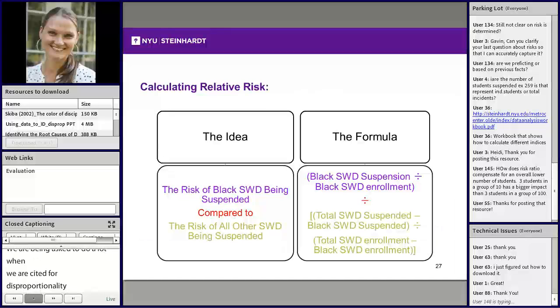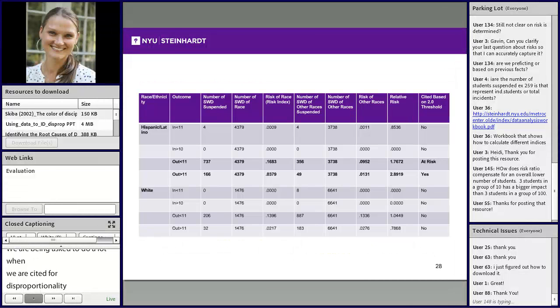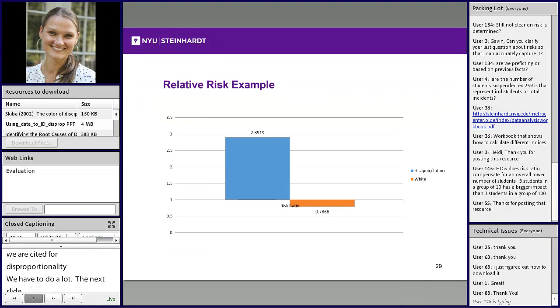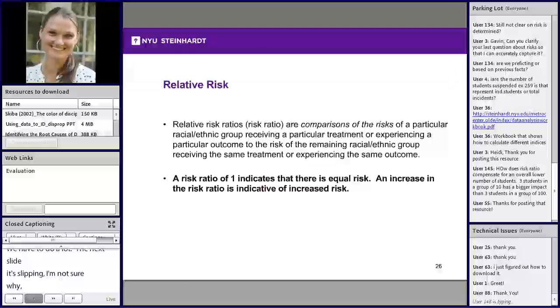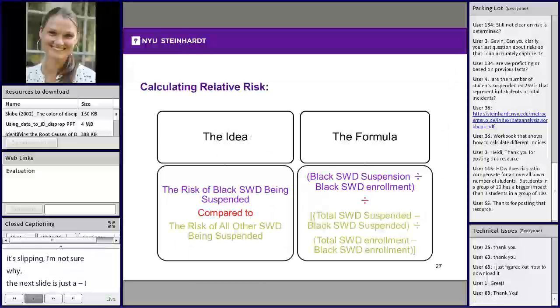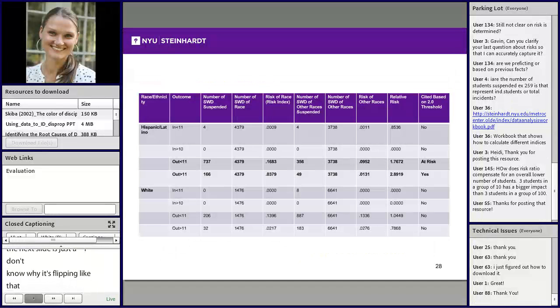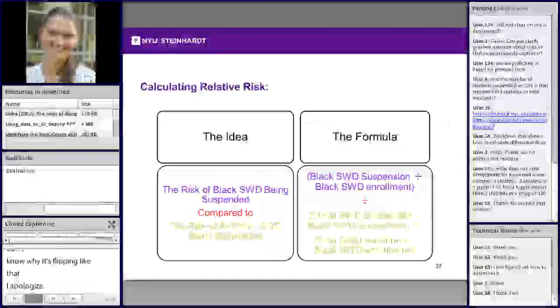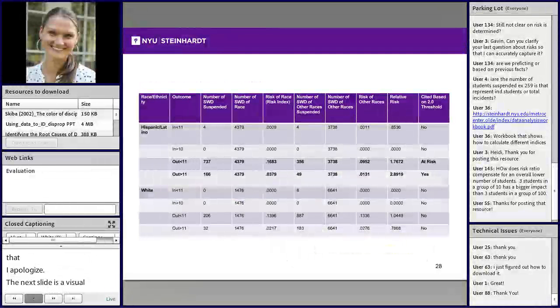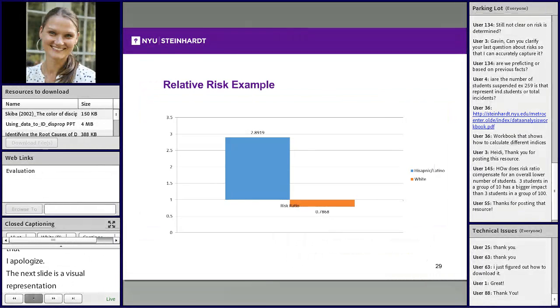So the next slide, again, it's flipping, not sure why. I don't know why it's flipping like that, so I apologize. The next slide is just a visual representation just showing differences in relative risk.